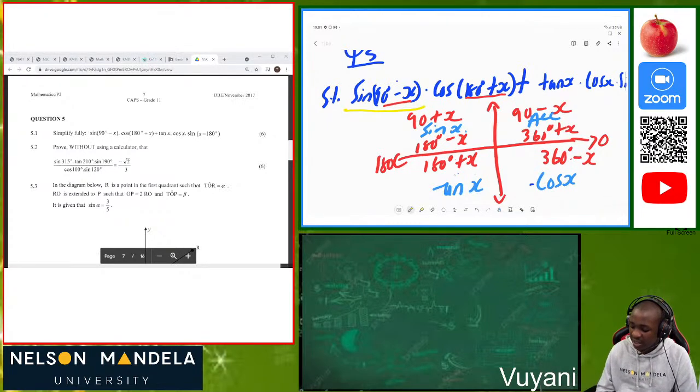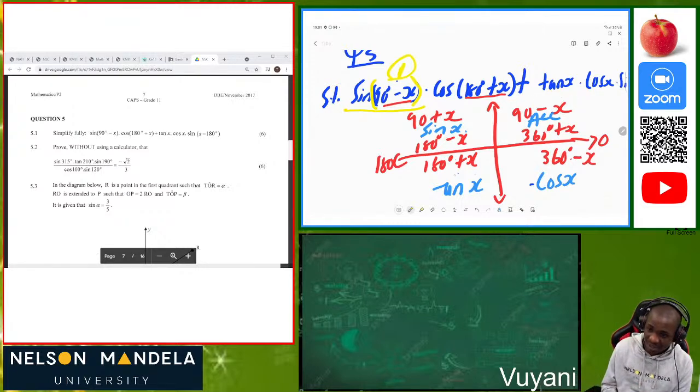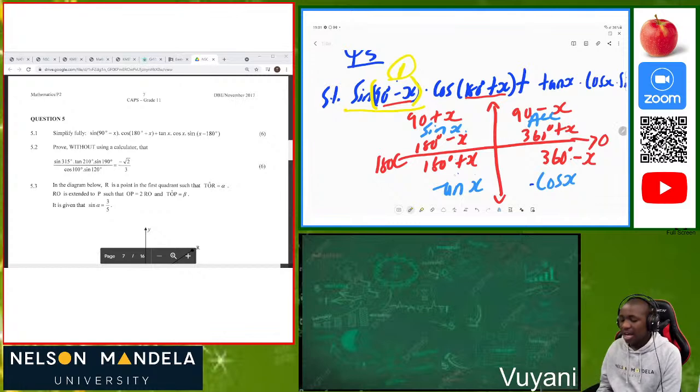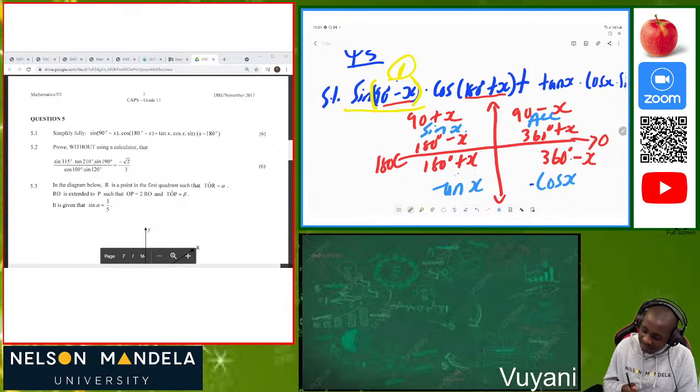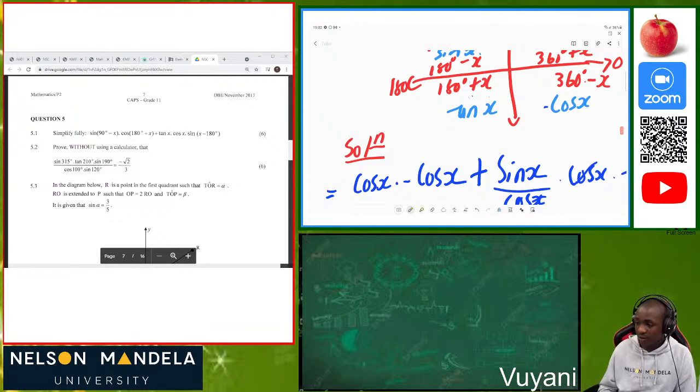So now, step number 1, we look at what we have inside the bracket. In this case, we have 90 degrees minus x. So you ask yourself, where do we find 90 degrees minus x? 90 degrees is in the first quadrant. So now you come to the trig ratio and ask yourself, is sine positive or negative in the first quadrant? We know that sine in the first quadrant is positive. So since it is positive in the first quadrant, the co-ratio of sine is cos of x, which is positive.